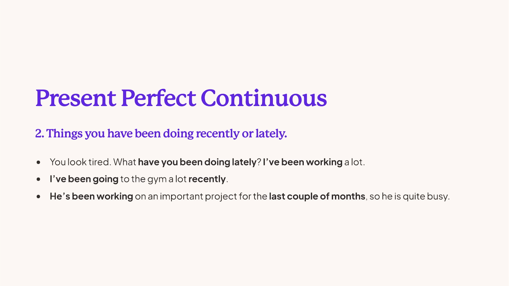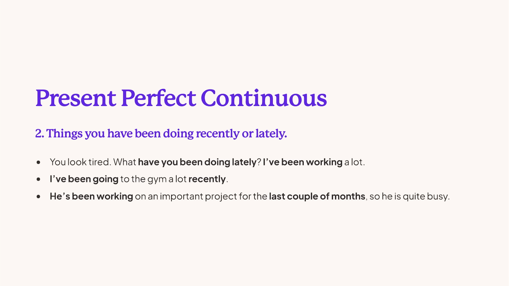We can also use the present perfect continuous to talk about things we've been doing recently or lately. Similar to the present continuous, these are some temporary actions. For example, you look tired. What have you been doing lately? I've been working a lot. I've been going to the gym a lot recently. He's been working on an important project for the last couple of months, so he's quite busy.